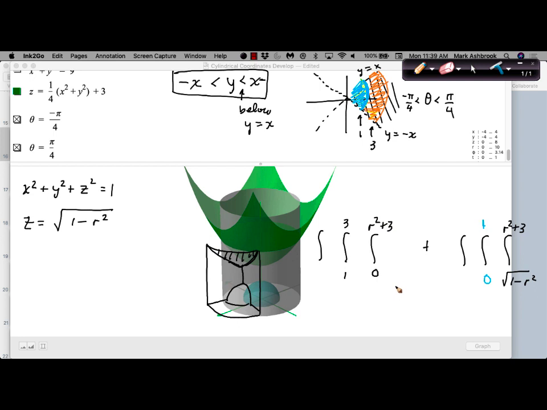Okay, and finally, theta goes from negative pi over 4 to pi over 4, and that's for both of these, right? It's the same. So then we're just integrating f, and then we know our dV has the r in it, right? It'd be dz r dr d theta. All right, I'll leave it up if you want to ask.